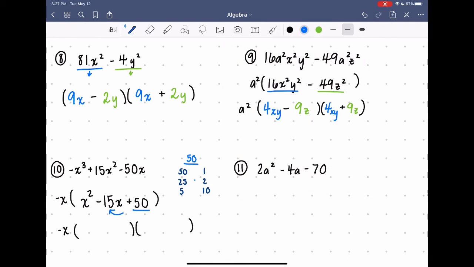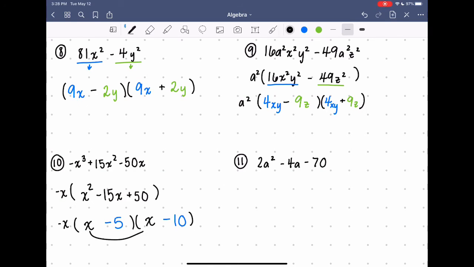So 5 plus 10 would get me to 15, but I need to get to negative 15. But if I had a negative 5 and I added that to a negative 10, that would get me negative 15. So those are the two numbers that I need. I will have a negative 5 over here and a negative 10 over here. And if I read that left to right, negative 5 minus 10 does get me to negative 15. And now I just put my x on each side. And let me factor that out to see if that worked for me.